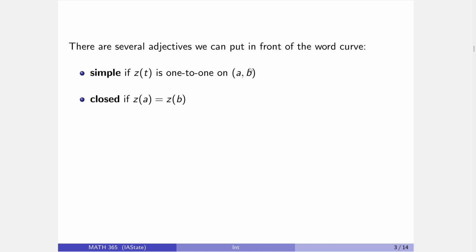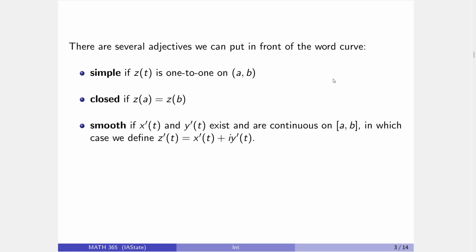So we call that closed if z of a is equal to z of b. So we want simple and closed to be used in tandem, so we don't require z of t to be one-to-one on all of [a, b]. So simple here is basically a nice, precise mathematical way of saying that my curve doesn't cross over itself, except allowing maybe at the endpoints. Right, so if the curve ends where it began.